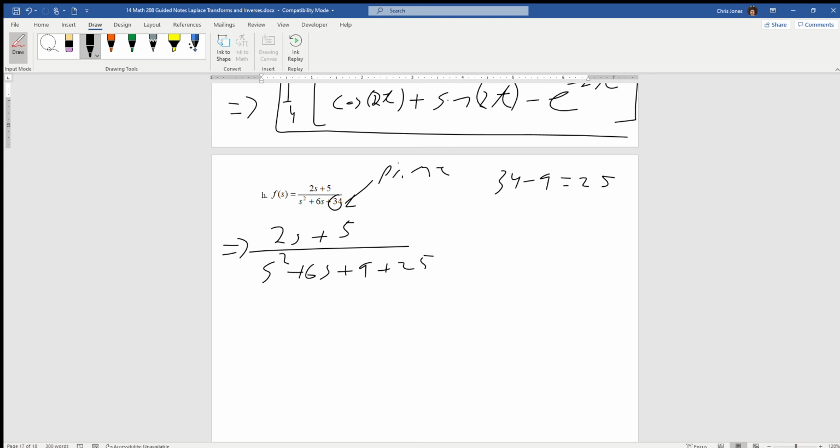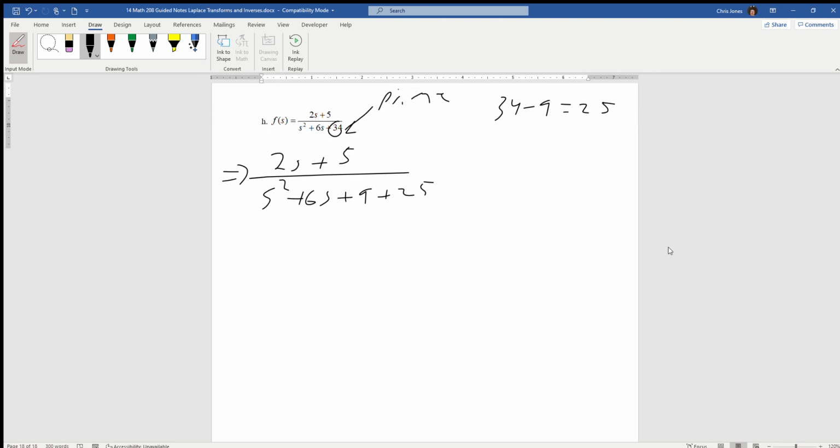Now, fortunately, whoever gave us this problem realized that when you split up 34 into 9 plus 25, that gives us two very nice perfect squares. And so now what we can do is rewrite this as 2s plus 5 divided by (s plus 3) squared plus 25. Now, we're not done yet, but at least we're in a better position.